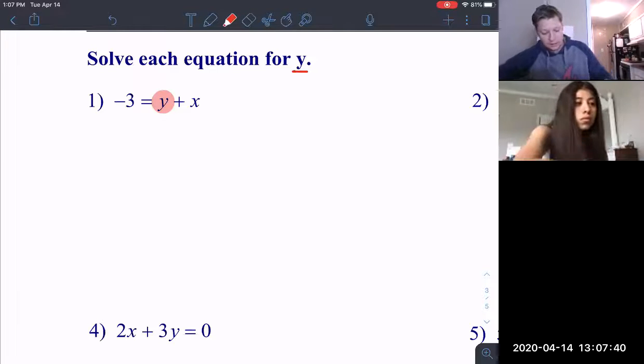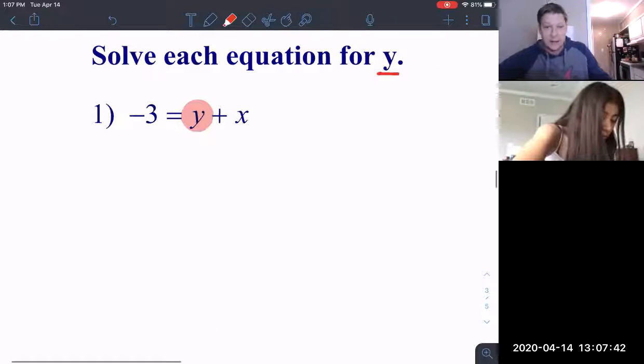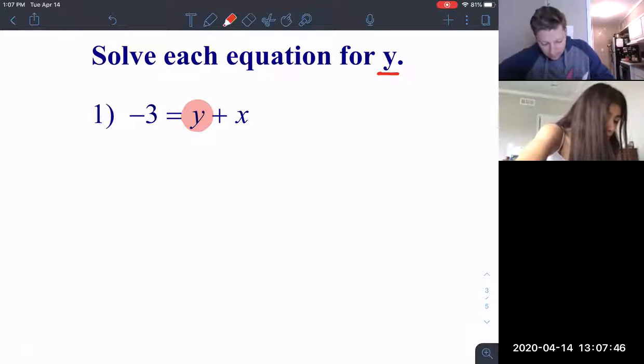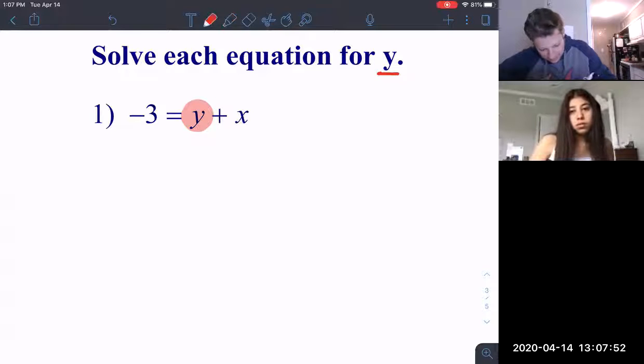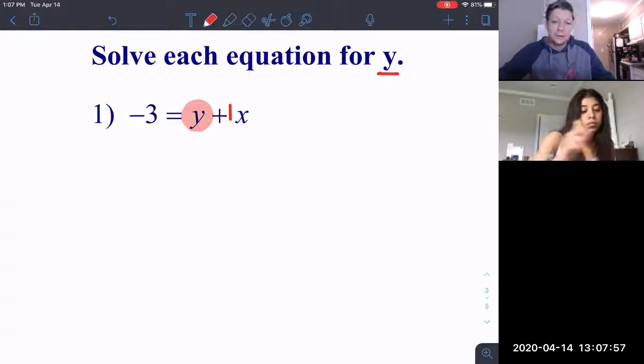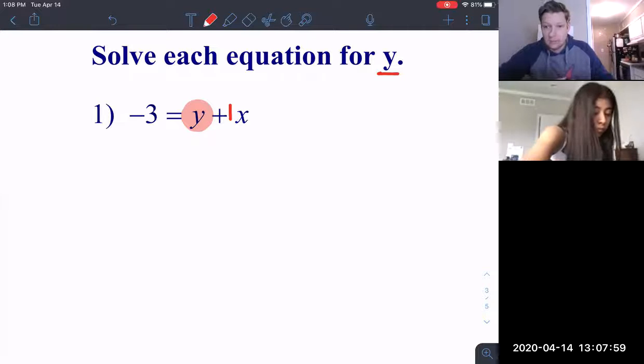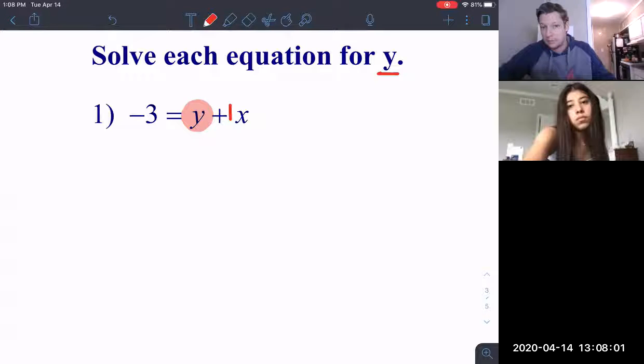So really in number one here, the only thing we have to do is remember, if we want to get rid of an x term, then we want to make the coefficient 0. Right now it's a 1x. So there's a 1 in front of that x. If we want to turn it into a 0, then we have to do the opposite.